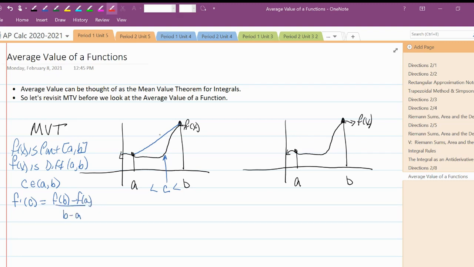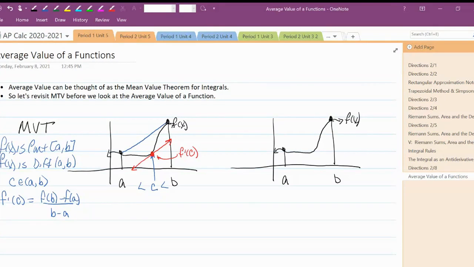There is some point where the slope of the secant line is equal to the slope of the tangent line. So looking at the outside of the curve. Now, with our integration, we know we're looking under the curve. So I'm interested in this portion now, what's in between the x-axis and the curve.